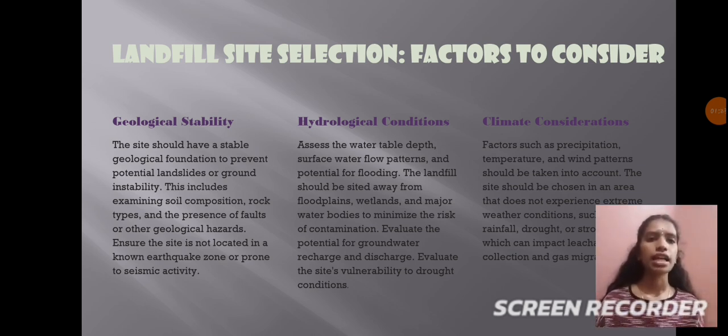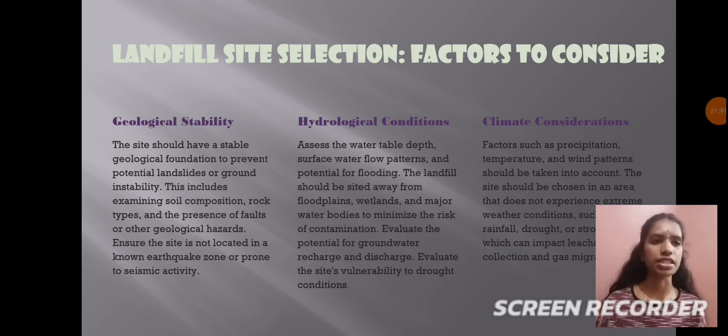Hydrological conditions. Assess the water table depth, surface water flow patterns, and potential for flooding. The landfill should be sited away from floodplains, wetlands, and major water bodies to minimize the risk of contamination. Evaluate the potential for groundwater recharge and discharge. Evaluate the site's vulnerability to drought conditions.